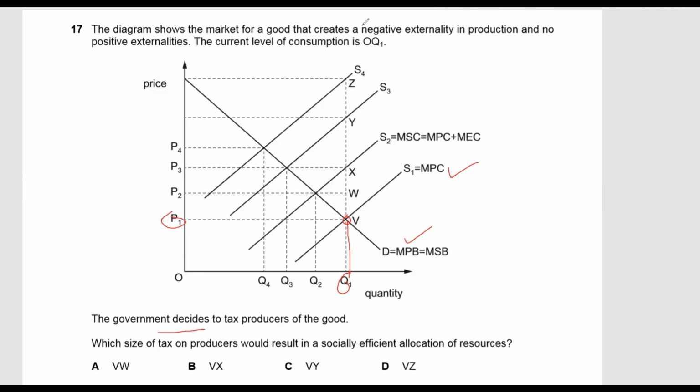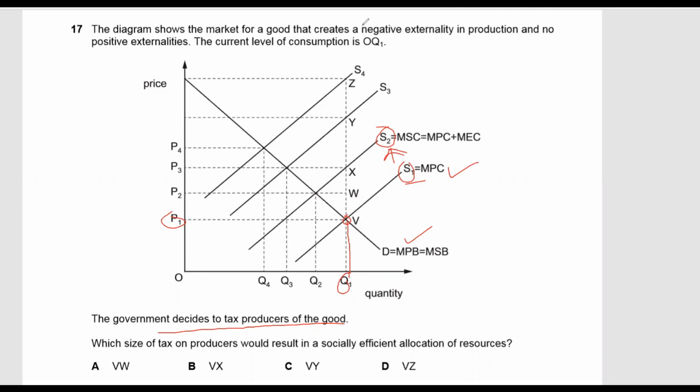The government decided to tax producers of the good. When government charges tax, then marginal private cost will move upward. Now supply curve will move to the left from S to S1. And initial supply curve was S1, now supply curve is S2.